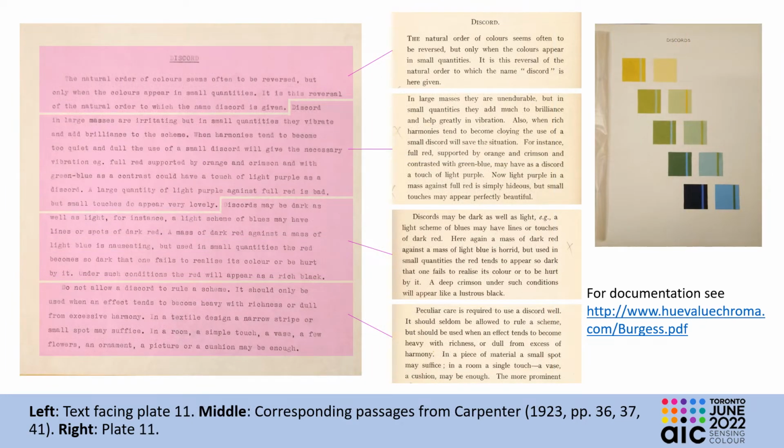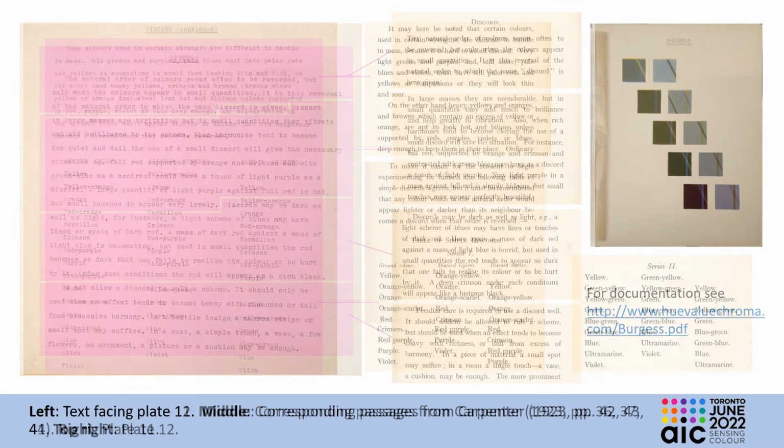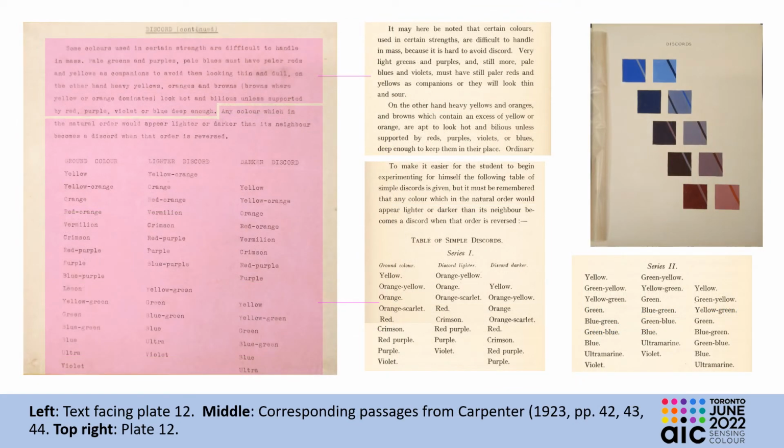The term discord has been used in colour theory with a variety of meanings, but in the Burgess portfolio it's used in the specific sense introduced by Carpenter for colour combinations in which the relative values of two or more hues are opposite to what Carpenter calls their natural order. An example would be a yellow and an orange, where the yellow is darker than the orange instead of lighter.